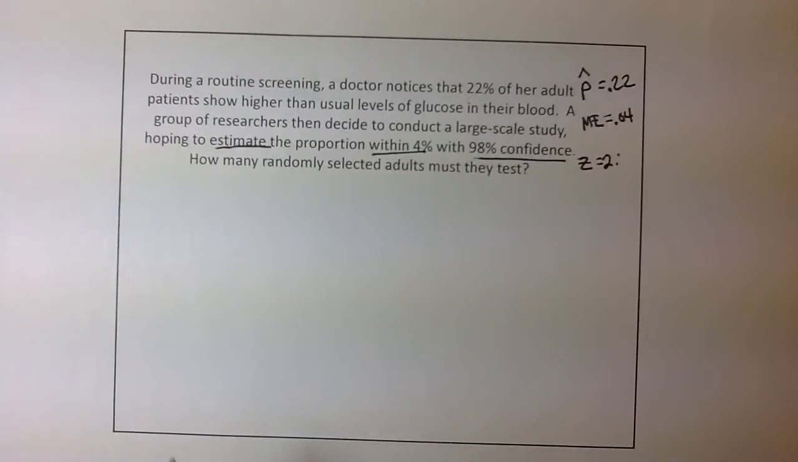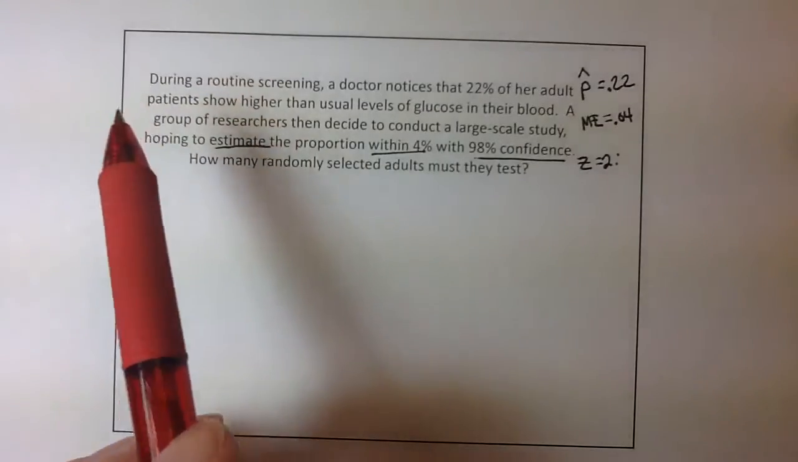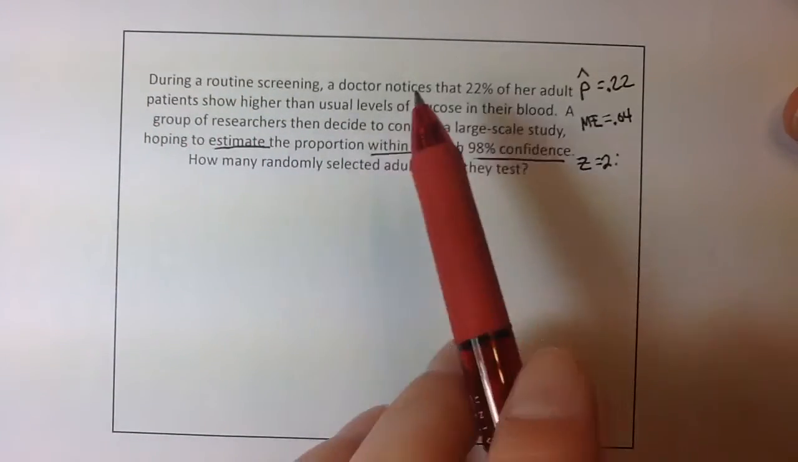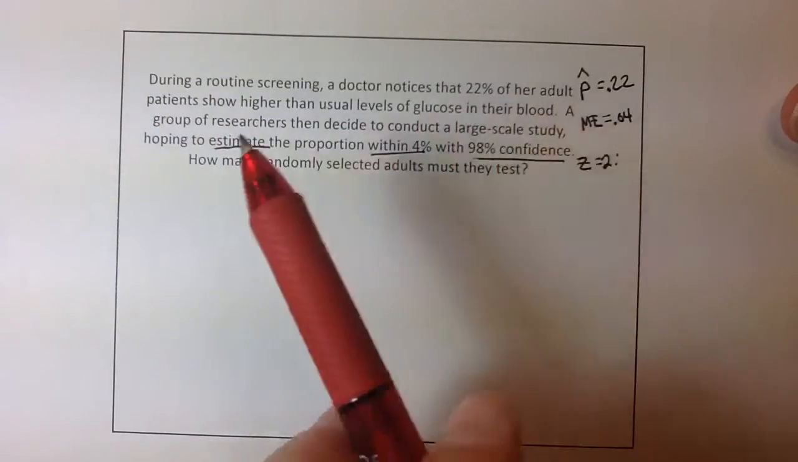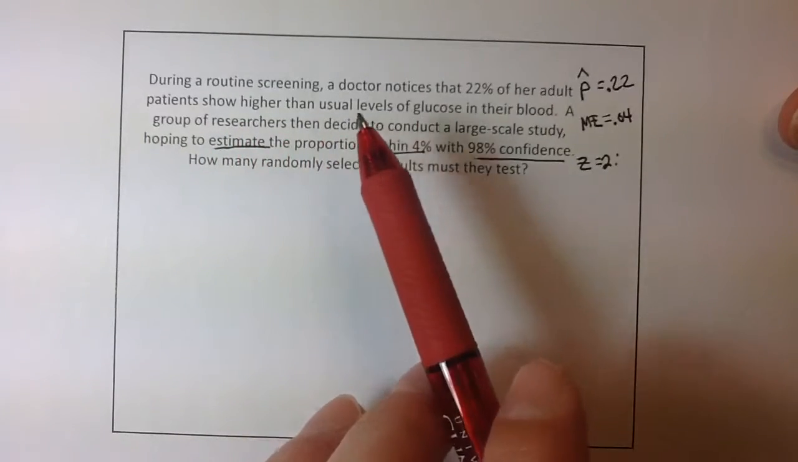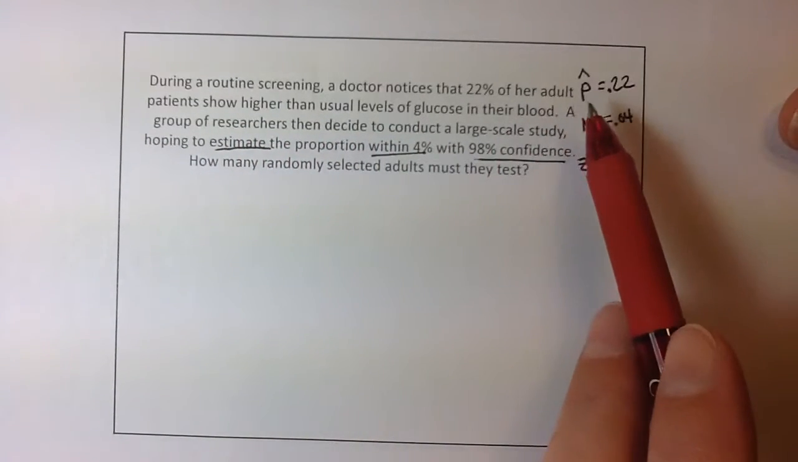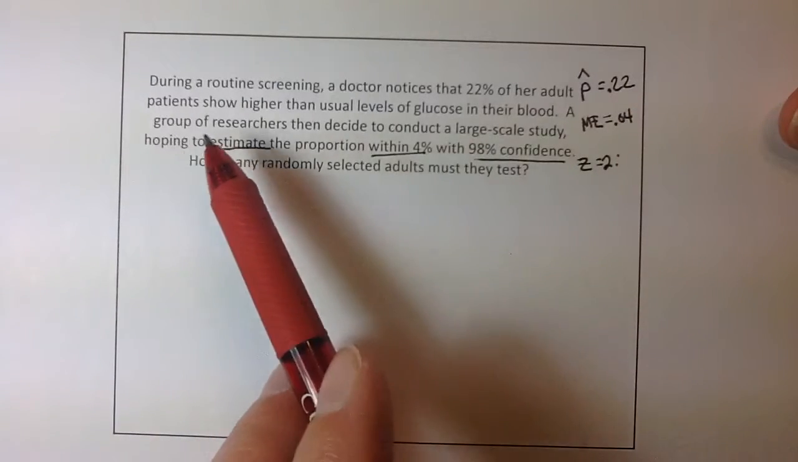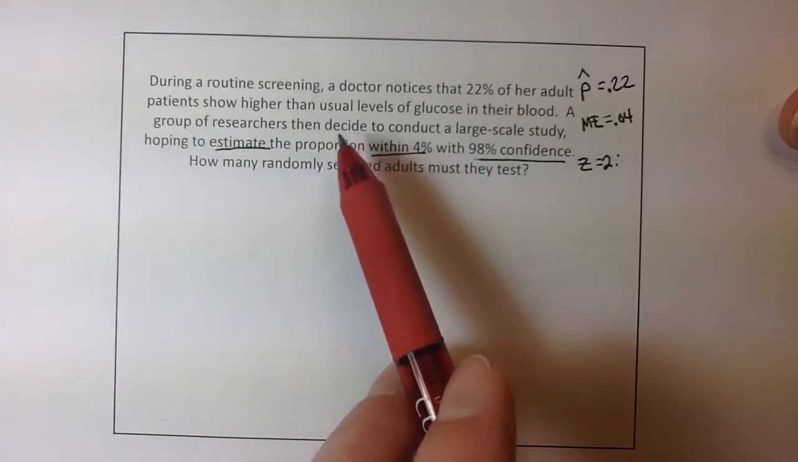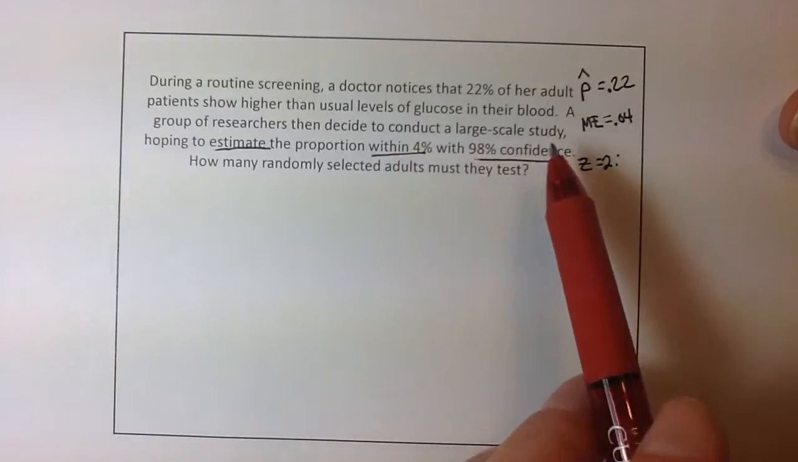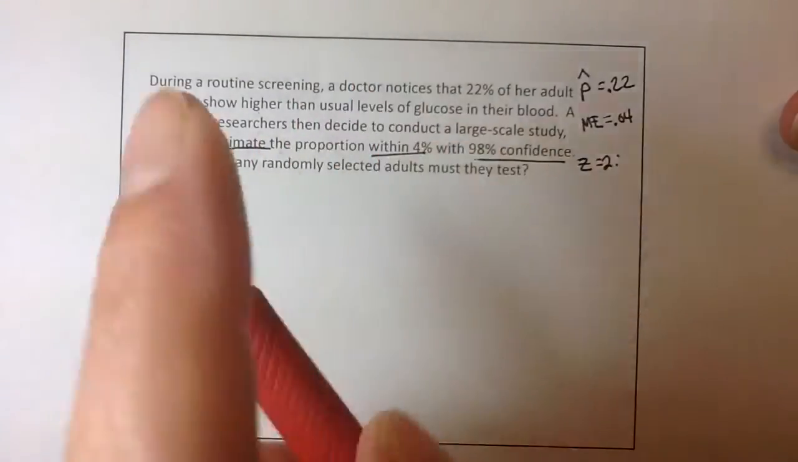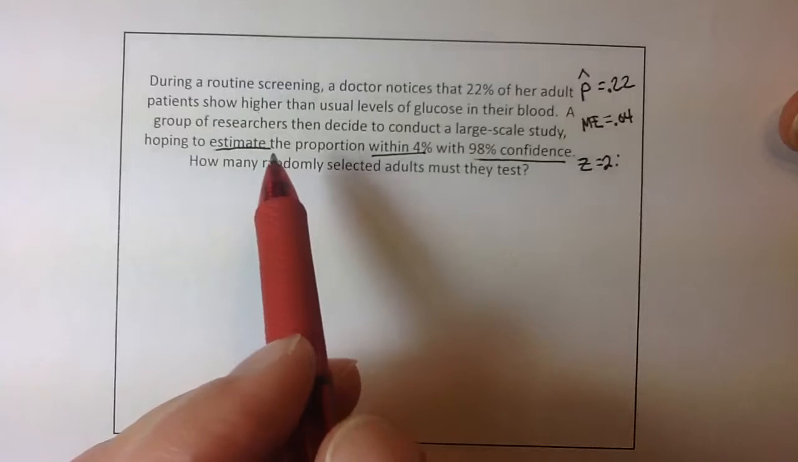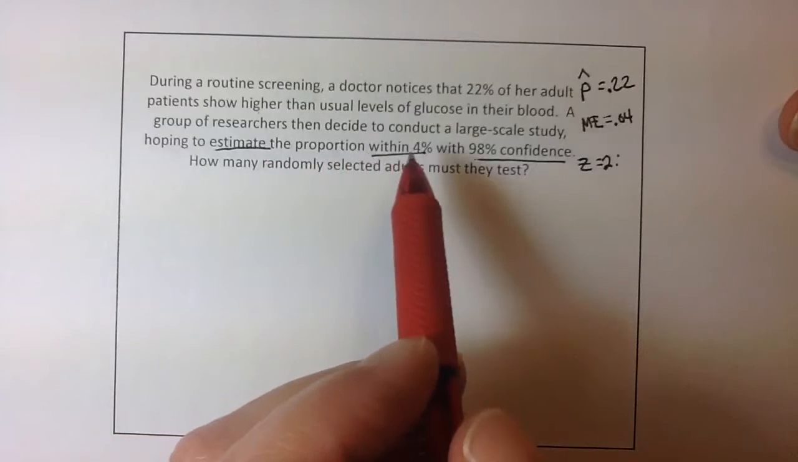Okay, so we're going to finish off the notes for today with the last two slides. This one is about a doctor who notices that 22% of her adult patients show higher than usual levels of glucose in their blood. So we have a p-hat of 22%. And a group of researchers then decide to conduct a large-scale study, hoping to estimate the true proportion for the whole population to within 4%.